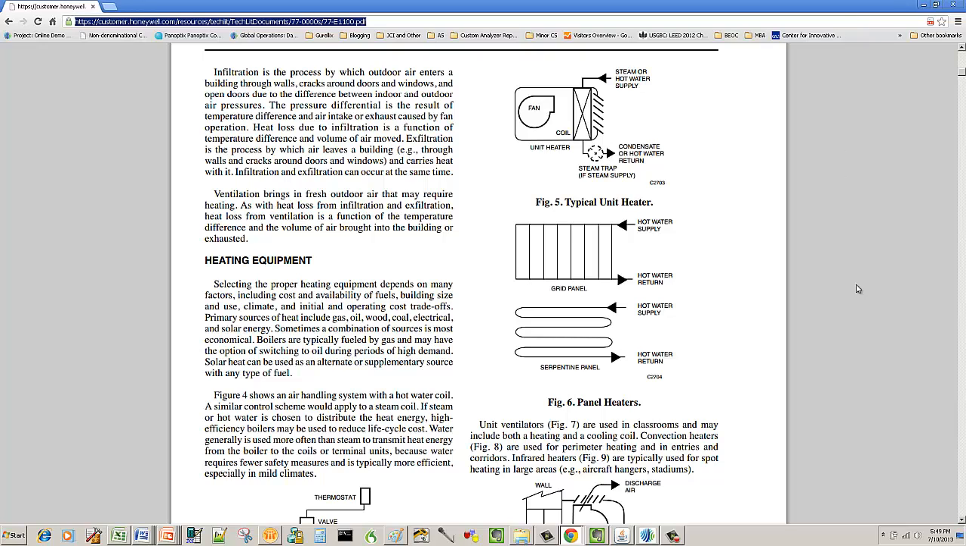You're not here for my art. You're here to learn about HVAC. So here we see a grid panel. Maybe this looks like a panel that is sitting underneath the floor.